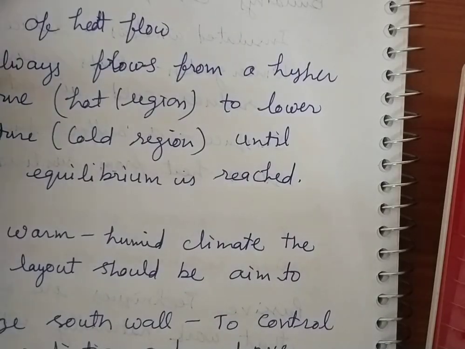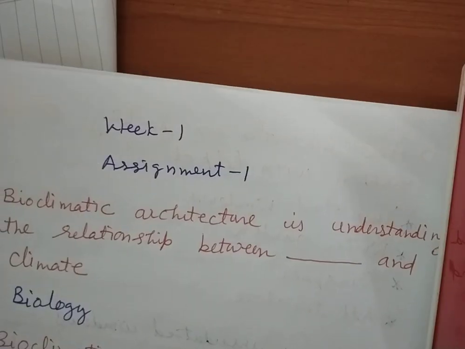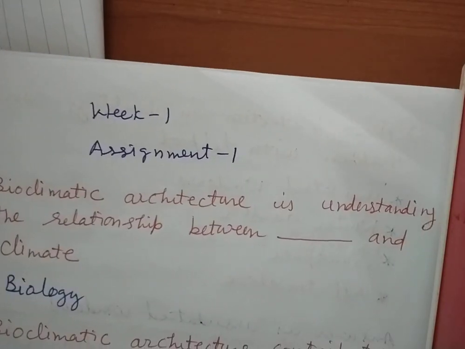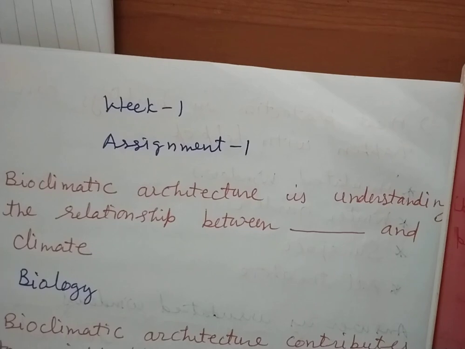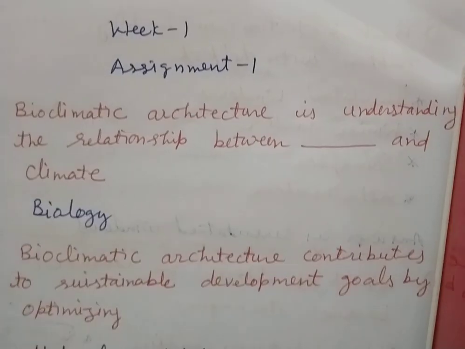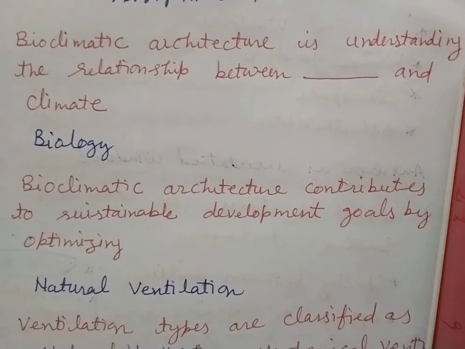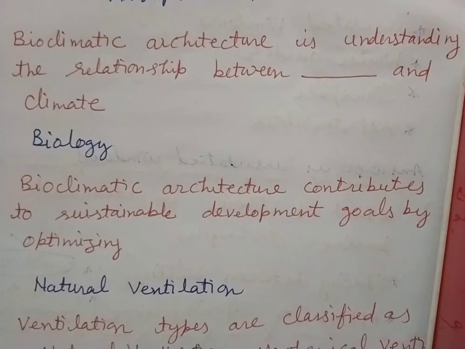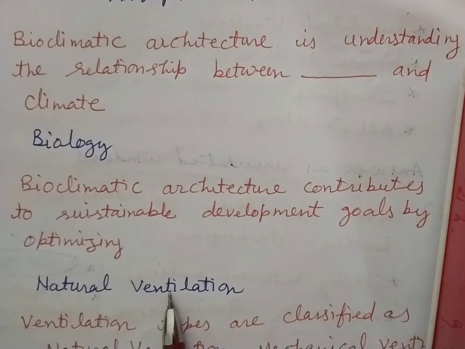Alright. Now coming to the week 1 assignment. First question is, bioclimatic architecture is understanding the relationship between dash and climate. Answer is biology. Bioclimatic architecture is understanding the relationship between biology and climate. Second question is, bioclimatic architecture contributes to sustainable development goals by optimizing. Answer is natural ventilation.